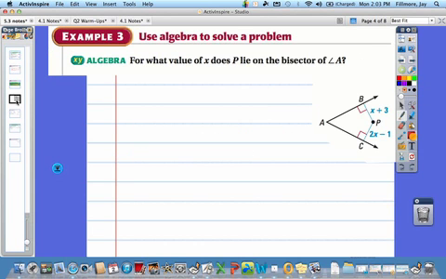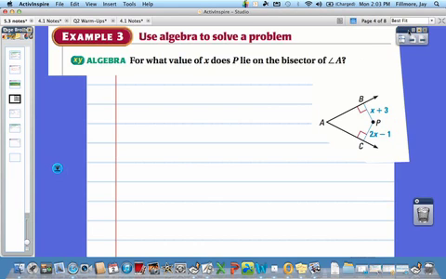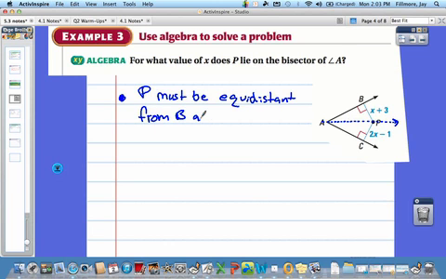For what value of x does P lie on the bisector of angle A? Well, if P is going to lie on some imaginary bisector of A, it needs to be equidistant from the two sides. So P must be equidistant from B and C, because at B and C is where we see it's perpendicular, and we need those to be perpendicular. So that's going to mean that those two lengths, x plus 3 and 2x minus 1, are equal.